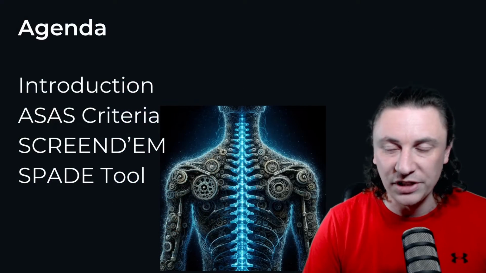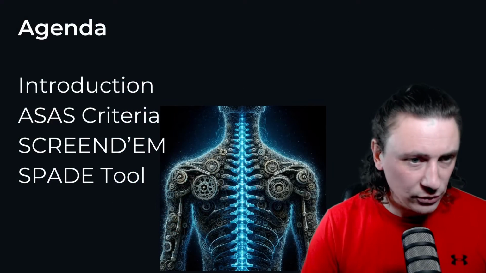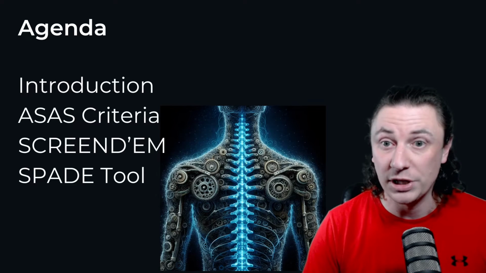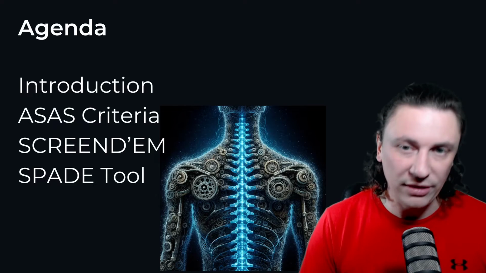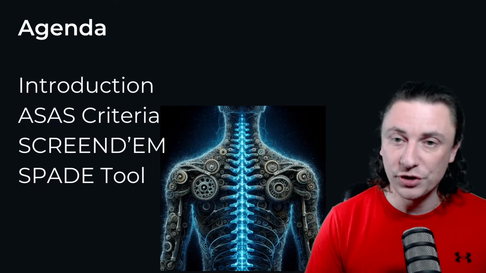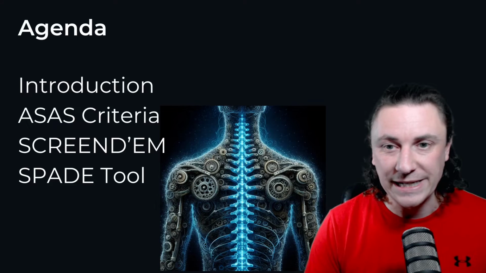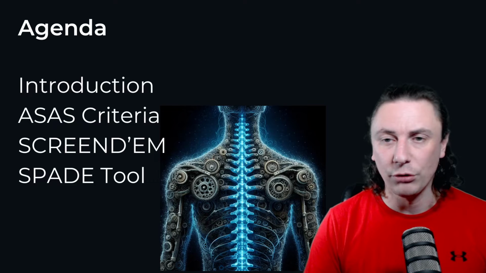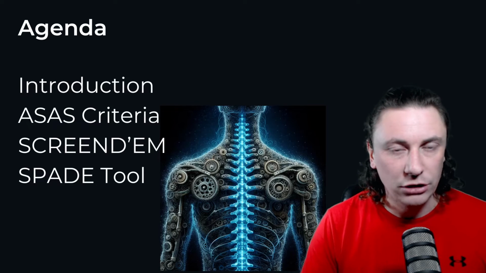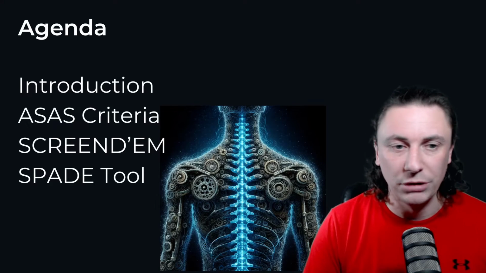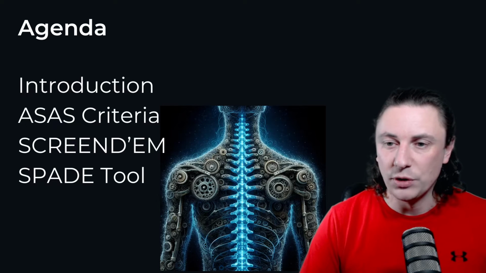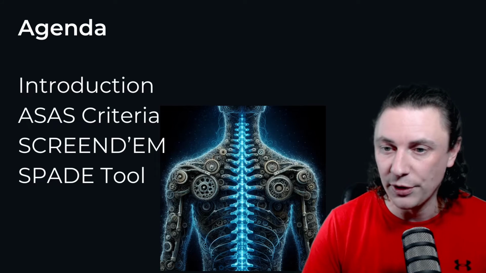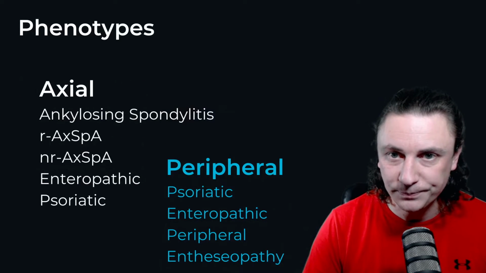So we're going to do a little bit of an introduction, just to make sure we all know what axial spondyloarthritis is and exactly what we're talking about when we're talking about these criteria. We will then start with the ASAS criteria, move on to SCREEN'DEM, followed by the SPADE Tool at the end. These are the most common ones I get questions about. There are lots of various different criteria, but these are probably the three most common, and the three I see used and also have questions about. So we're going to cover those three and how we might use those in clinic.